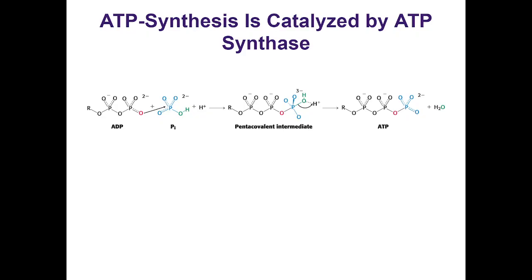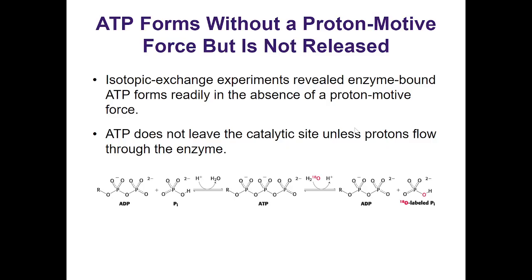But we don't need the entire mechanism for biochemistry, right? The isotopic exchange experiments actually revealed enzyme-bound ATP forms readily in the absence of proton motive force. The ATP does not leave the catalytic site unless the protons flow through the enzyme. So interestingly enough, this part here actually works okay without the proton motive force. But they don't leave the site, and so you can never progress. The part that actually needs the proton motive force is throwing the things out of the enzyme. Okay?